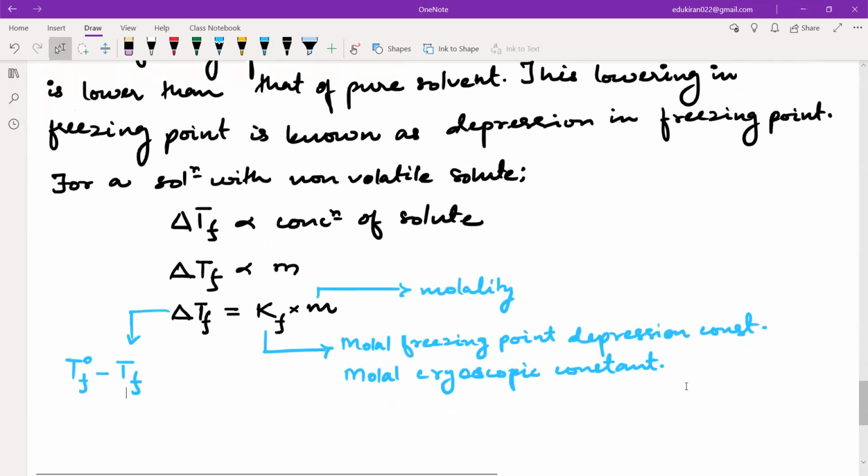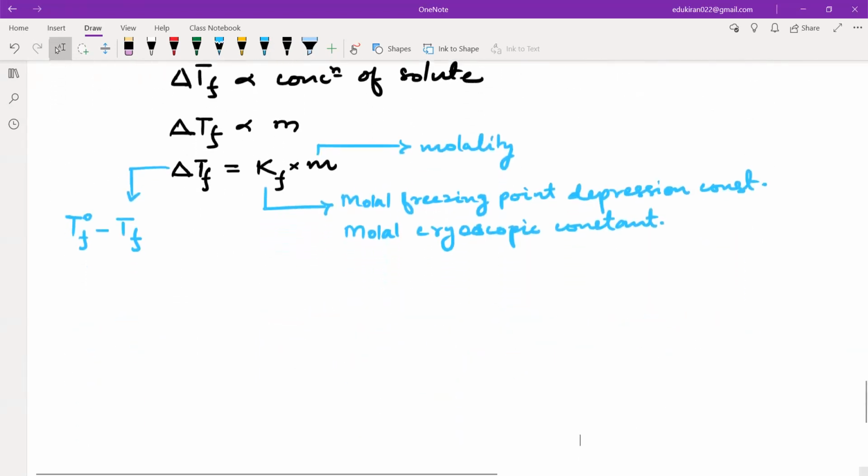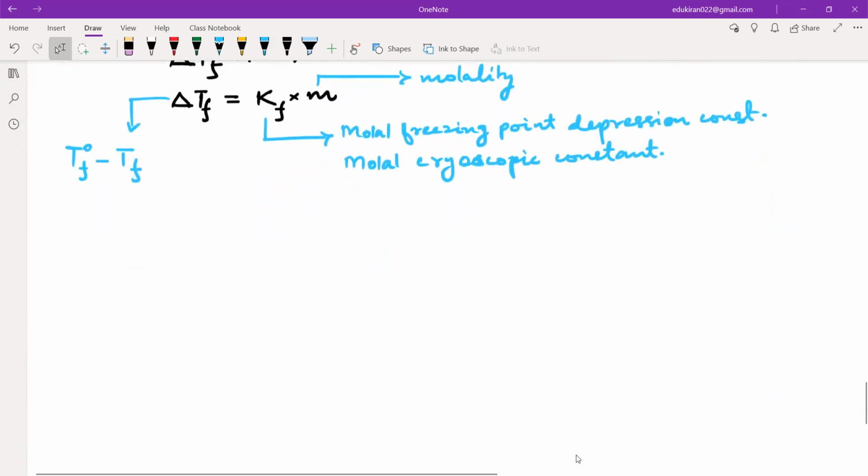Then all of you, yes or no, please tell me. Done now? Yes. Okay. Moving on. And also write about molar freezing point. Copy this part.